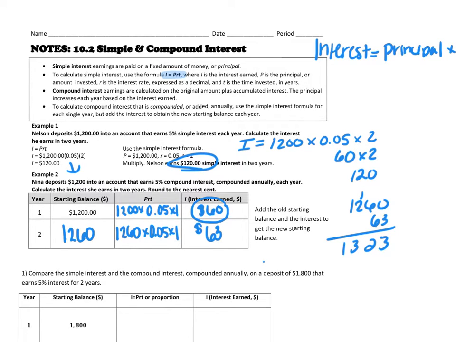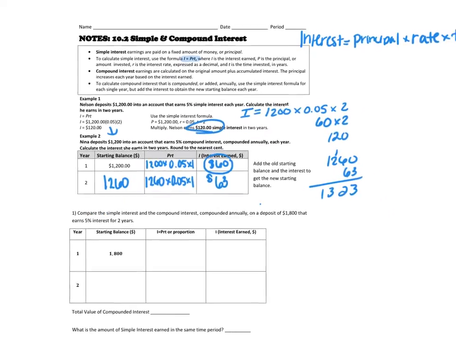Okay, so which way did he earn more interest? Simple or compound? Compound. How much more did he earn? $3. It went from 120, and it's because he earned interest on the interest he was paid.